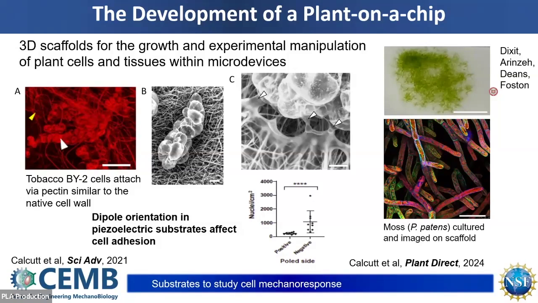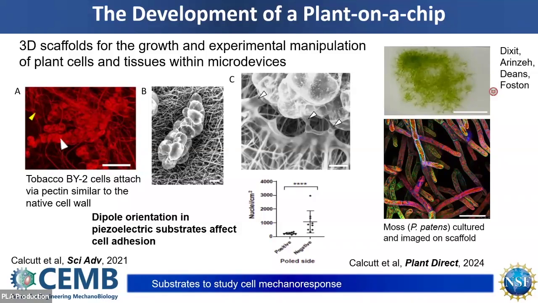So we tried those materials out, and luckily, we were able to get good cell attachment of those tobacco BY2 cells. And so we were able to grow those cells. They have similar morphology to the cells that would be grown in these liquid environments. And what we found very interesting was that they were attaching to these scaffolds via pectin. We're doing further studies to examine that, but that was also a quite interesting finding.